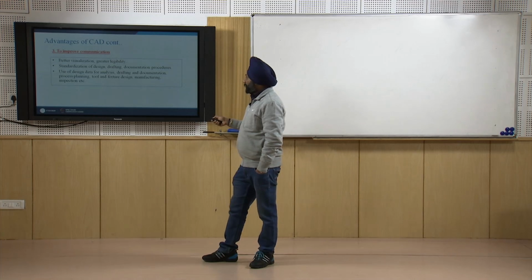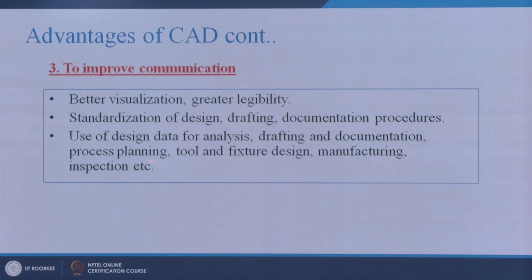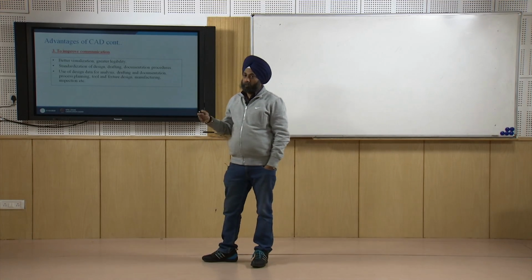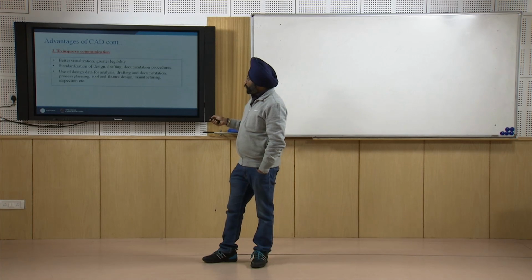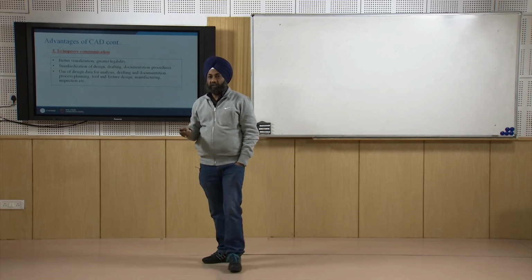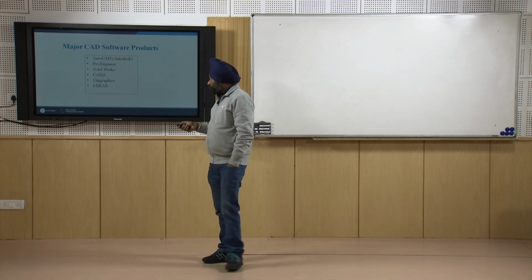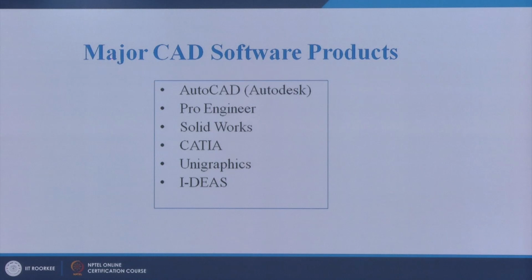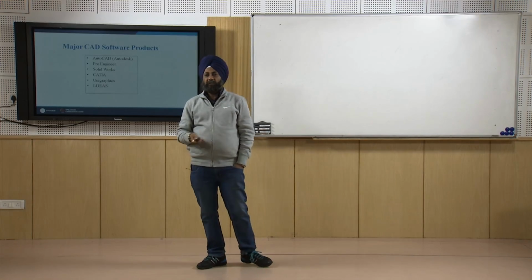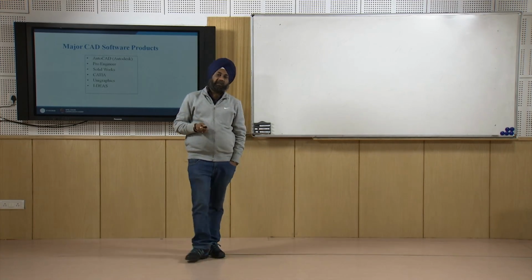So use of design data for analysis, drafting and documentation, process planning, tool and fixture design, manufacturing inspection. Whatever standard output that we generate out of a CAD software can be used as data for the subsequent operations of product design and development. So this is the last slide for today. Major CAD software products are AutoCAD, ProEngineer, SolidWorks, CATIA, Unigraphics, Ideas, and there are a number of other companies also which are these days developing CAD softwares.